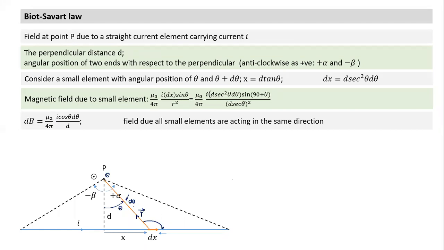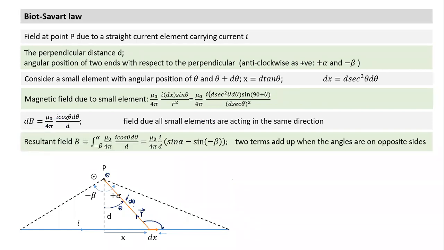In the previous case of a circle, we also came at the formula for a full circle: mu naught I by 2r. So this also matches with that, and that's cos theta d theta. This is the field element, and all elements are acting in the same direction. How do you find the resultant field? I'll integrate this one. So it will be the integration of cos theta d theta. And when we substitute, it will come to sine alpha minus sine of minus beta.